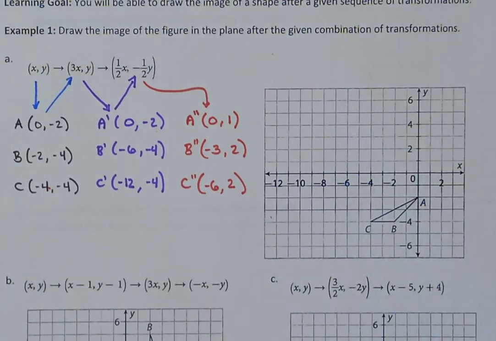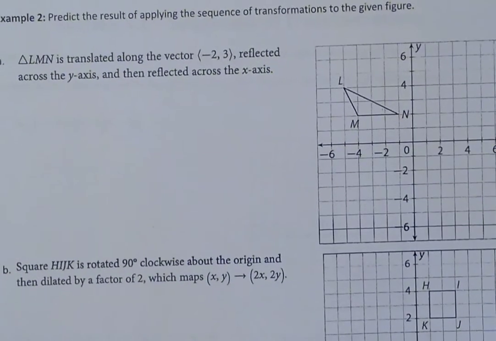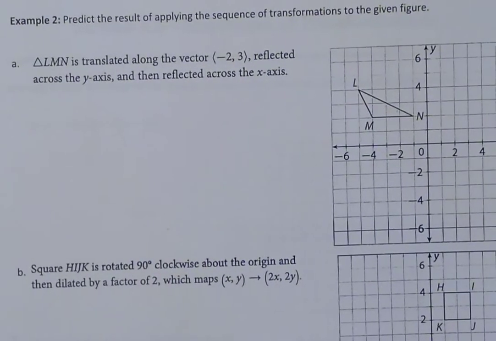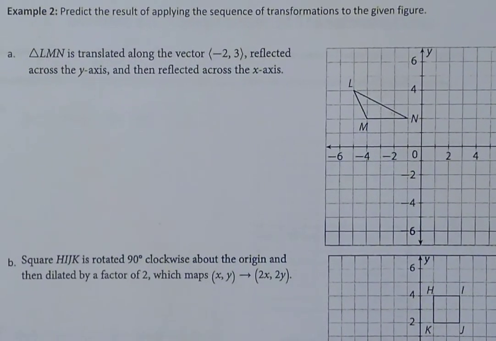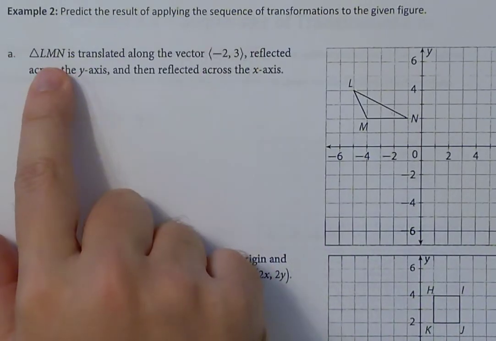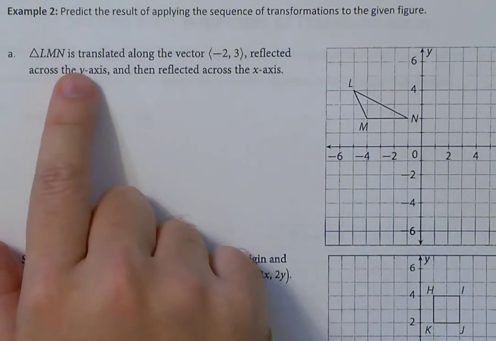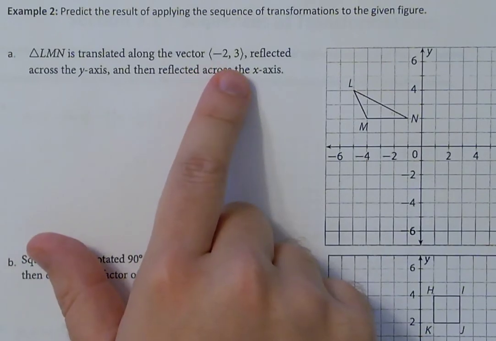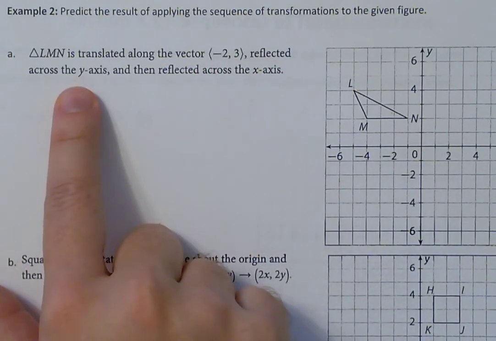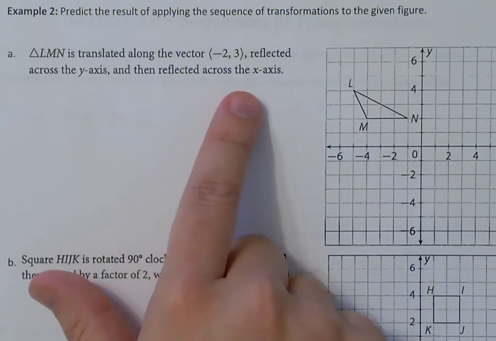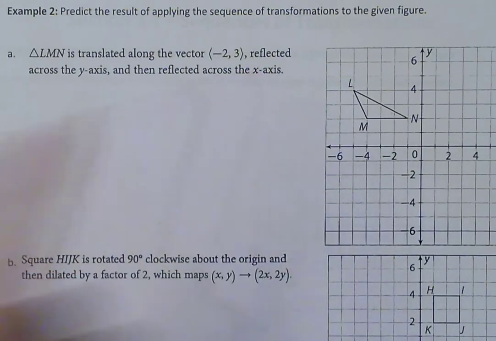Okay, so that is example 1 for section 3.1. We only have one more example, and example 2 is going to ask us to predict the result of applying a sequence of transformations to a given figure. So, for A, it tells us triangle LMN is translated along the vector (-2, 3). It's reflected over the y-axis and then reflected across the x-axis.